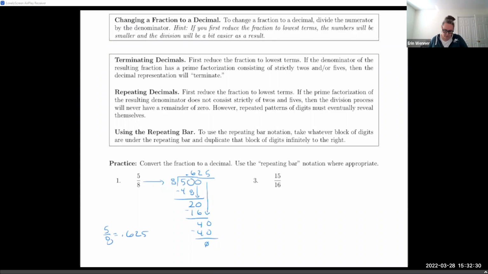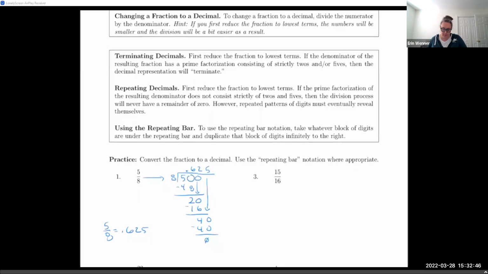So I want you to go ahead and do number 3. We're going to take 15 and divide it by 16. I'm letting you do that one because I'm going to tell you right now, it does terminate, meaning as you do the division, eventually you will get a 0 at the end of your subtraction. So go ahead and do that.